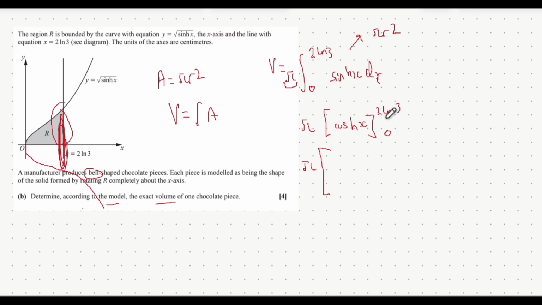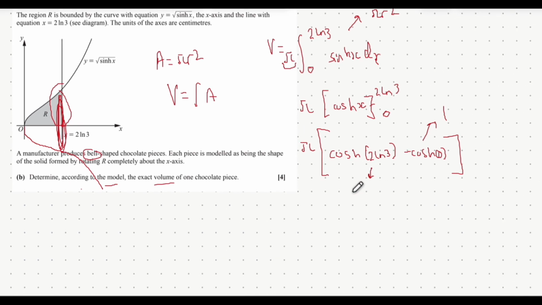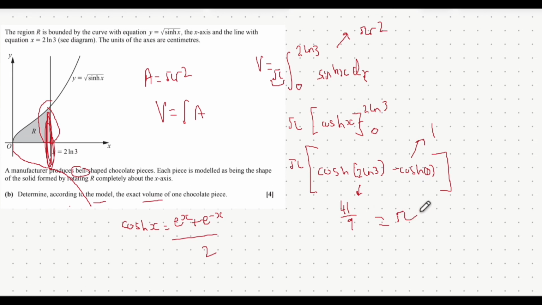So what you do now is you put the upper and lower limit into this cosh x. So that's cosh of 2 ln 3, take away cosh of 0. Now you need to know that the cosh of 0 is equal to 1. The cosh of 2 ln 3, it was actually given in the last part of the question. It was 41 over 9, but you are also expected to know that the cosh of x, you can find it by inputting it into this expression here, replacing x with 2 ln 3, and you eventually will get that it's 41 over 9. In this case, it's pi multiplied by 41 over 9 minus 1.